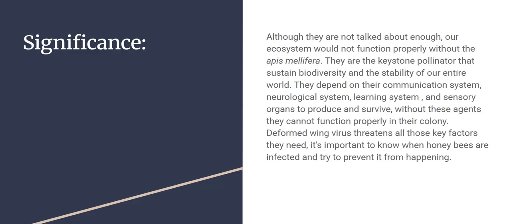So why is this significant? Although they are not talked about enough, our ecosystem will not function properly without the Apis mellifera. They are the keystone pollinator that sustains biodiversity and the stability of our entire world. They depend on the communication system, neurological system, learning system, and sensory organs to produce and survive. Without these, they cannot function properly in their colony. So, deformed wing virus threatens all these key factors they need.